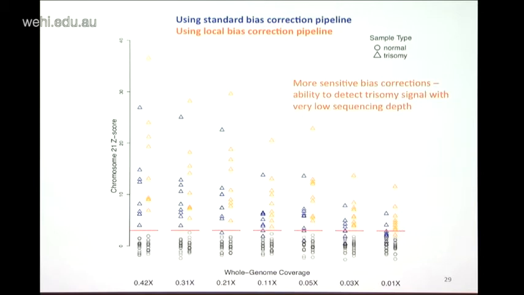So this meant that by using improved bias corrections to control for the noise in the next generation data, we can still detect the trisomy signal even using this extremely low count of data.